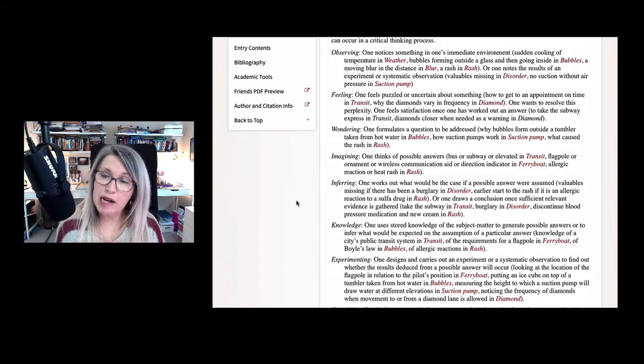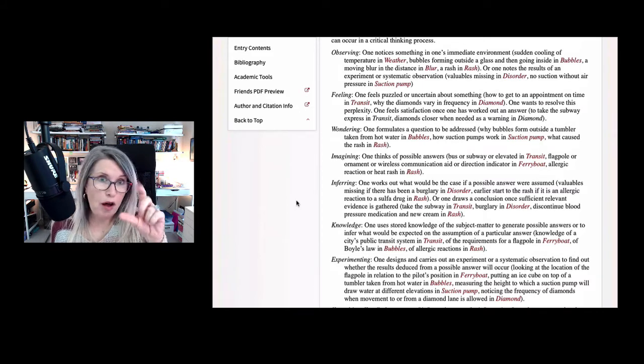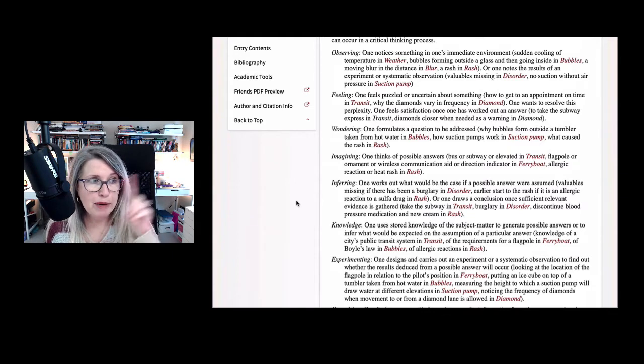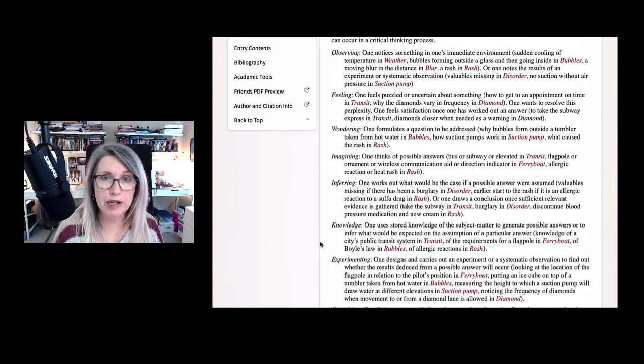Imagining. One thinks of possible answers. All this happens within a nanosecond for today's critical race theorist. Okay? I observe you looking at me longer. I imagine that you're racist. I infer that you're racist. We go to inferring. One works out what would be the case if a possible answer were assumed.